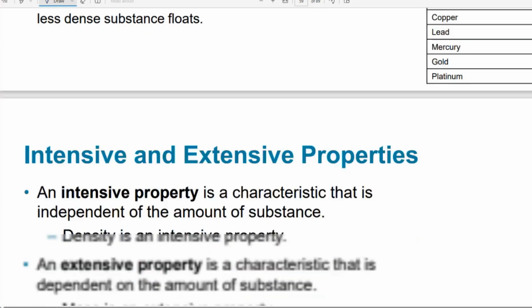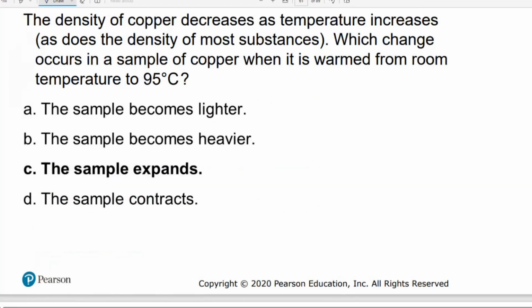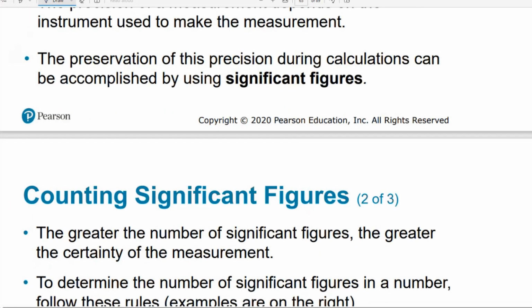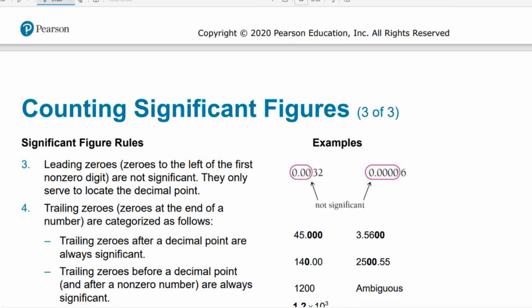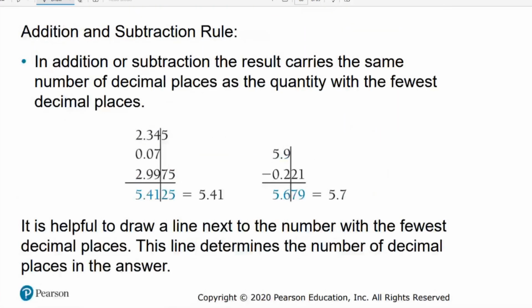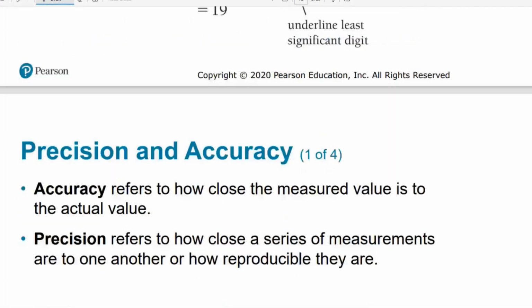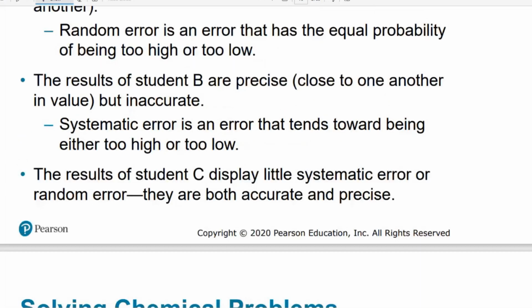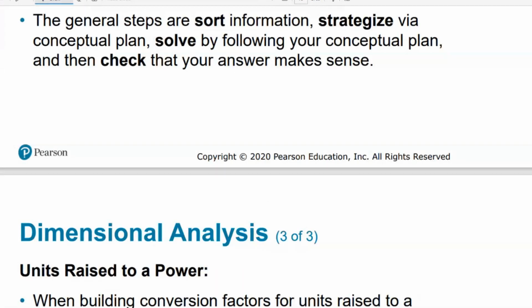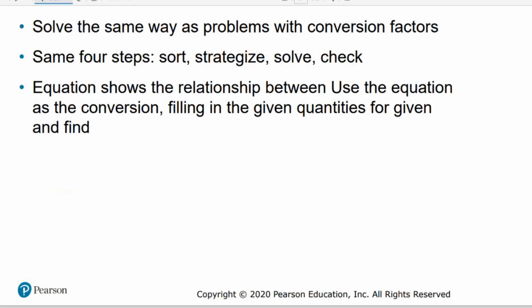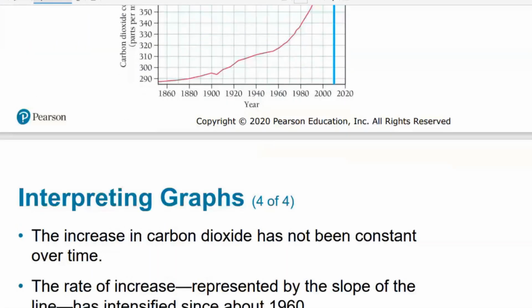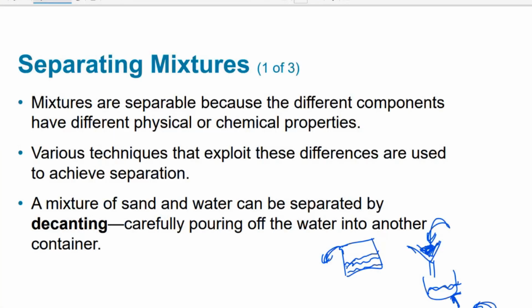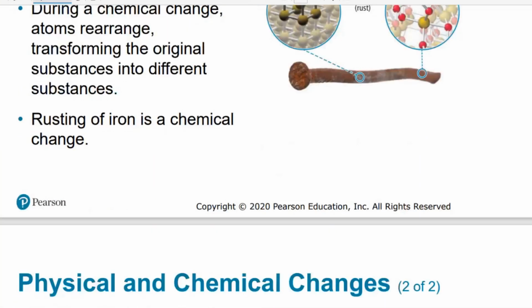And then we're going to talk about density and how to use density to convert mass to volume and volume to mass. We're going to talk about significant figures because we're going to be using those all semester. And precision and accuracy, dimensional analysis, which is in our chapter 1 problems. And then finally, interpreting data. Okay, so we have a long way to go in this chapter.